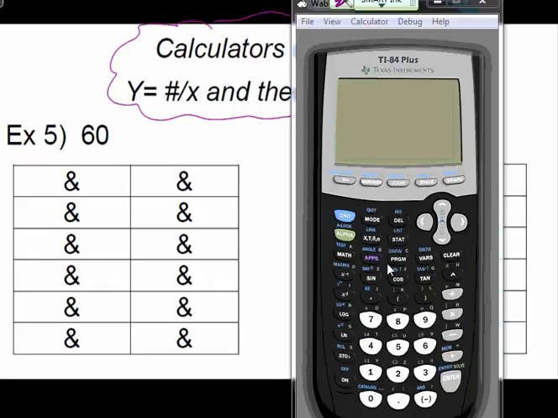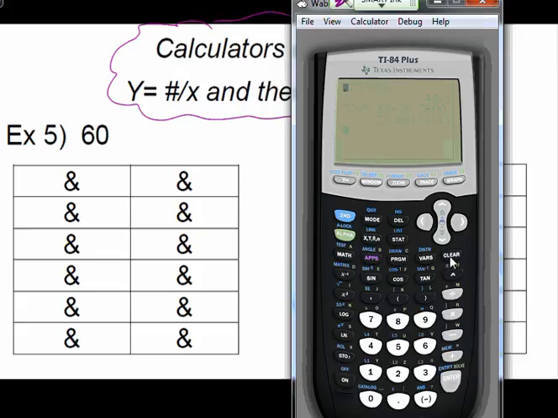So here I have my calculator. I'm going to turn it on. In my y equals, I have things there, so I'm going to clear each of those out and make sure there's nothing there. It says to take my number. In this case, it is 60. I push in 60 divided by x. X is right here next to the alpha key. And I'm going to do second and hit the graph button because right above it says table.